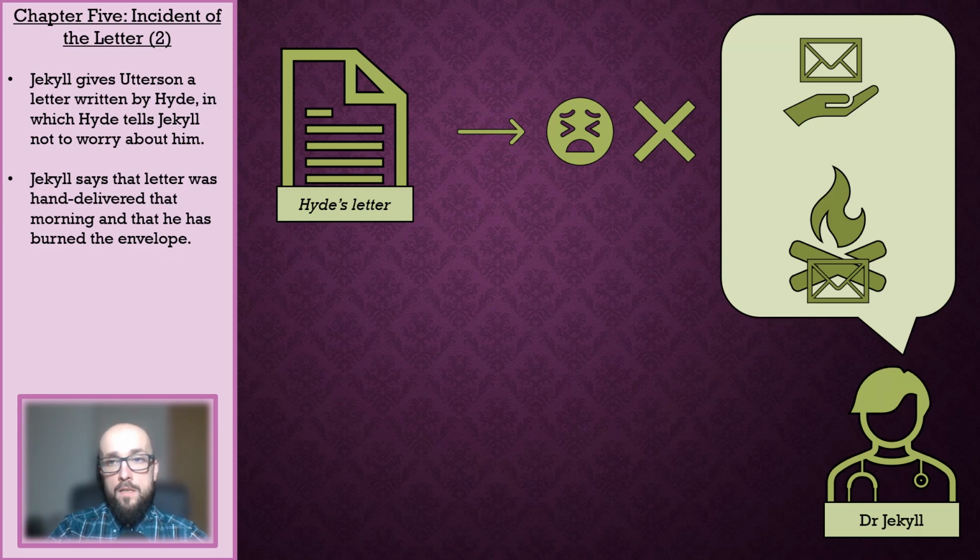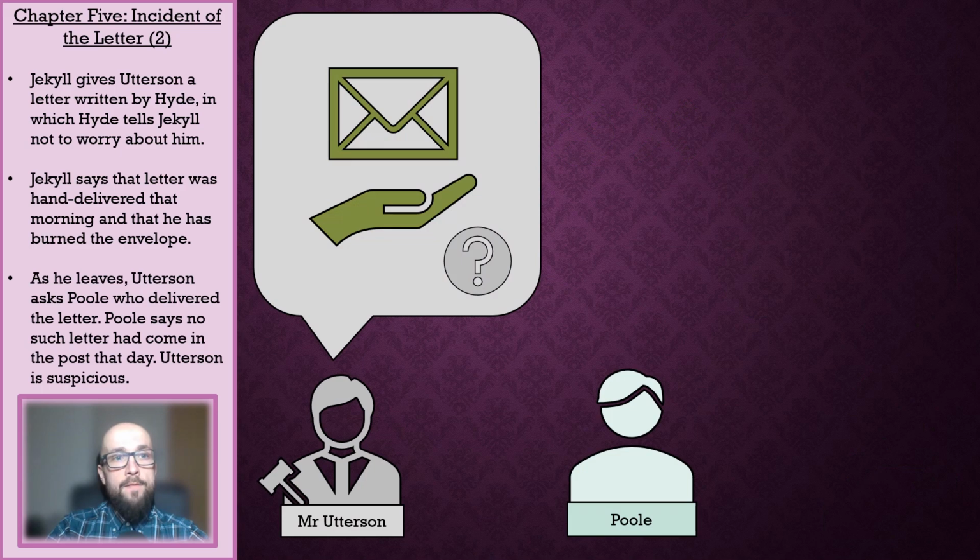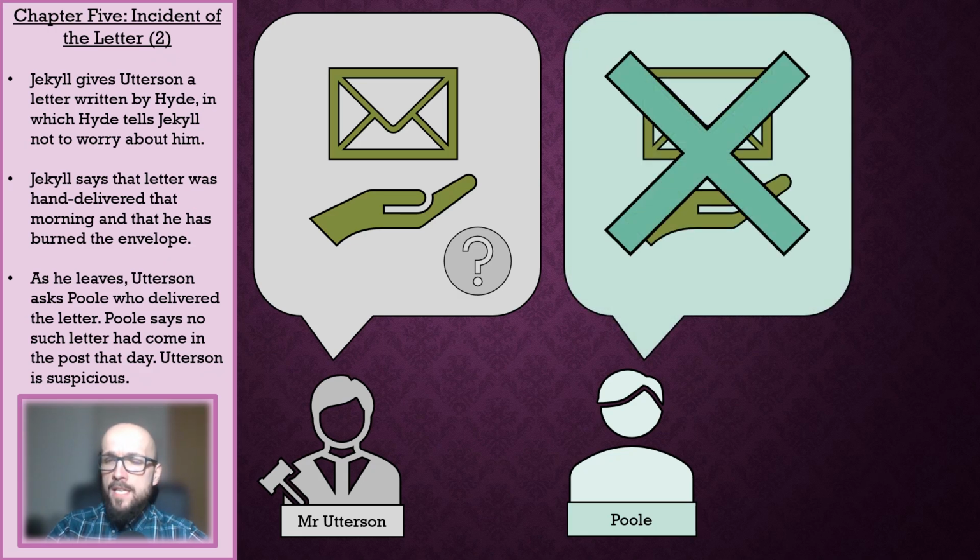When their conversation finishes, Utterson manages to get hold of Poole, the butler, before he leaves his friend's house. Utterson asks Poole if he saw who it was that delivered the letter to Jekyll that day, presumably in the hope of this information helping him to locate Hyde and bring him to justice. But Poole replies, very confidently, that no such letter had come in the post that morning, so Jekyll could not have received the letter. Utterson is subsequently suspicious about what has really gone on.